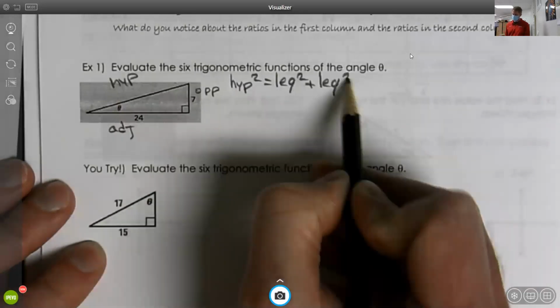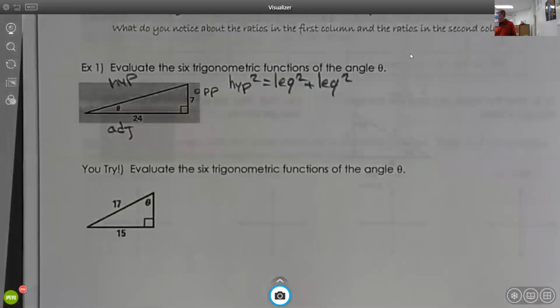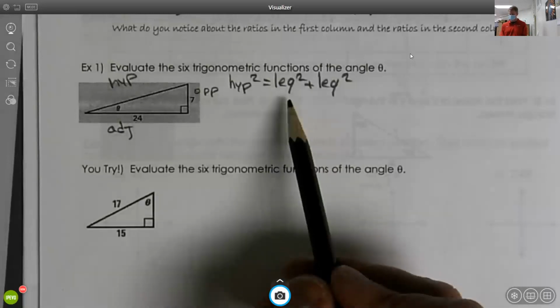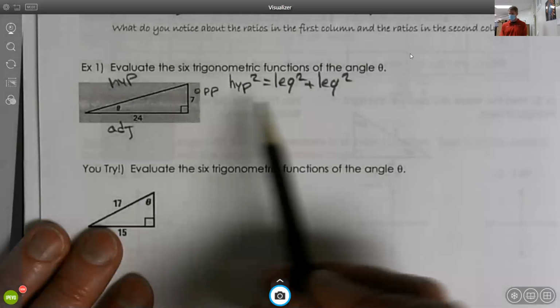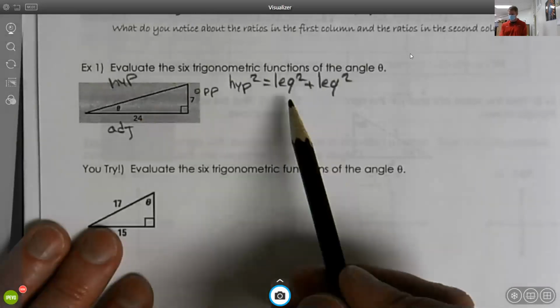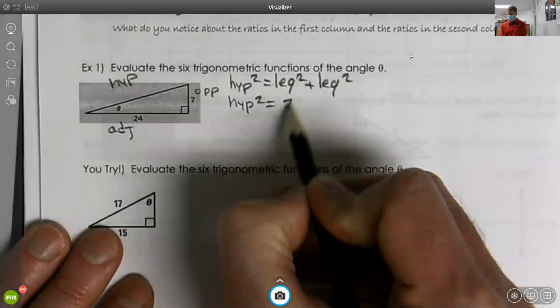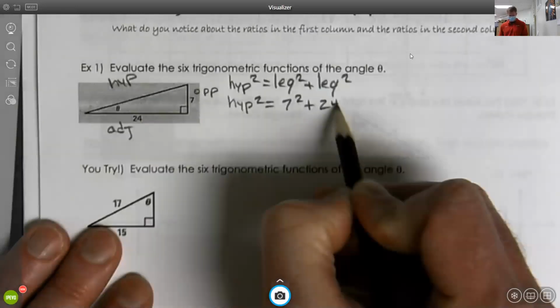We can't use sine, cosine, or tangent to solve for it because we don't have the hypotenuse and we don't have the angle. We might be able to calculate the angle, true, but right now we would have 2 unknowns. We couldn't go directly to the hypotenuse. So this is one way you can solve directly for the hypotenuse. You don't need the angle. If you have 2 sides of a right triangle, you can use the Pythagorean theorem. So hypotenuse squared equals 7 squared plus 24 squared.